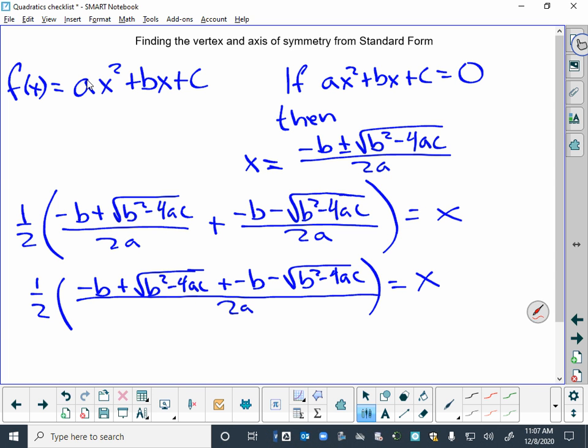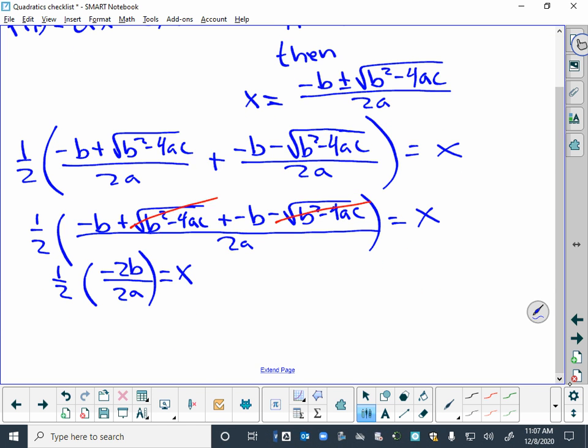But I have a positive square root of b squared minus 4ac and a negative square root of b squared minus 4ac. If I add those together, they just give me 0. So this now looks like 1/2 times negative 2b over 2a is equal to x, which is a major simplification. This 2 divided by 2 makes a 1, so if I multiply the 1/2 in, I have the opposite of b over 2a.